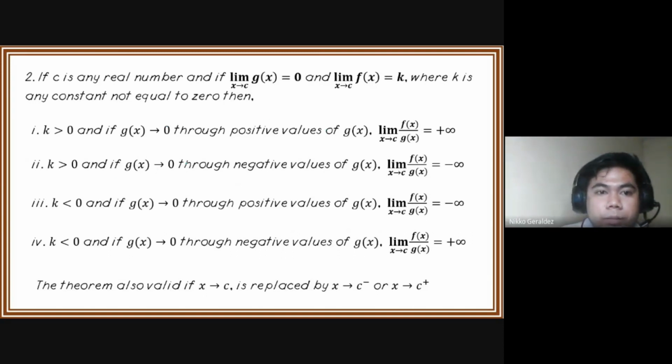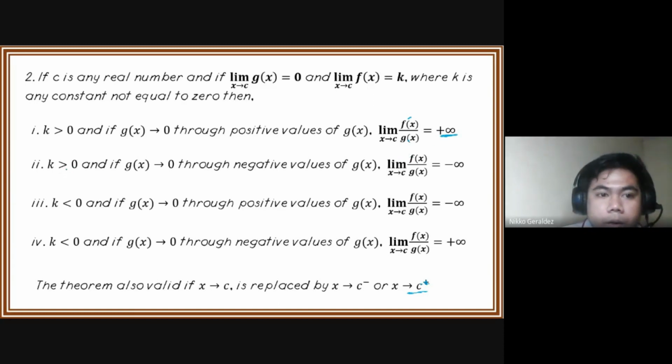So if g of x approaches 0 through positive values of g of x, the limit of f of x over g of x as x approaches c is positive infinity. Remember, g of x approaches 0 through positive values, as x approaches c from the right, since those are positive numbers. So if f of x, or your k, is positive, and g of x approaches 0 through positive values, the limit is positive infinity.